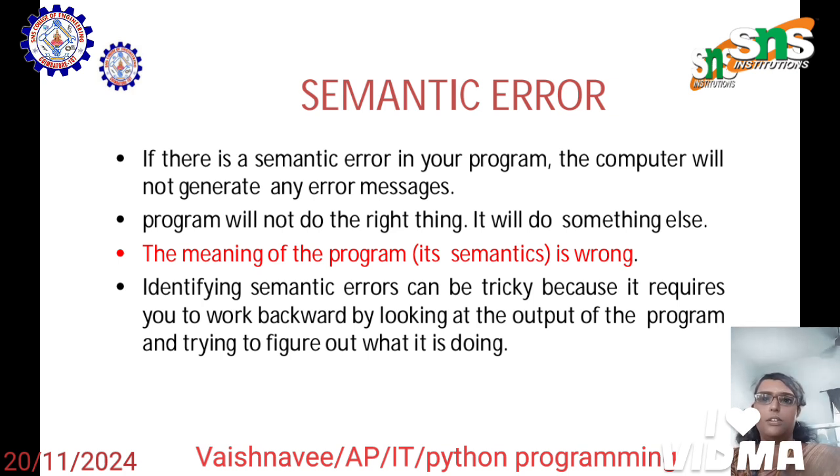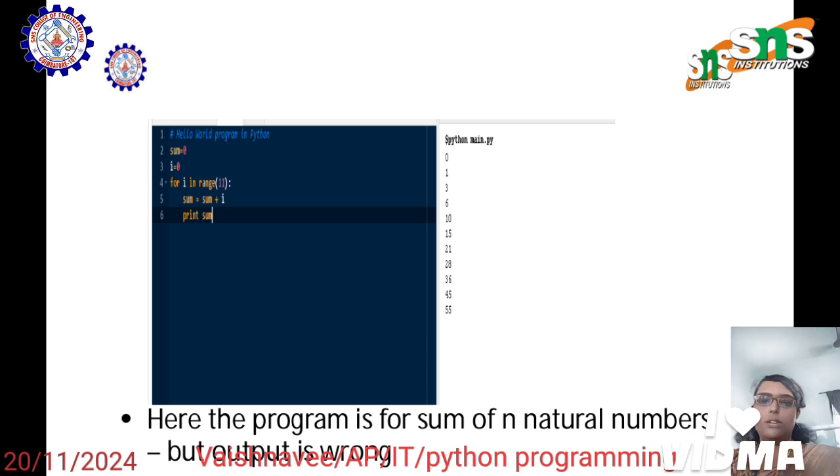For example, here we give sum is equal to 0 and i equal to 0. We initialize sum and i as 0, and for i in range of 11, sum is equal to sum plus i. So we print 0, and whenever it comes, it will print 0. Then sum equal to sum plus i, already 0 was there. So 1, already was 1 there. When it comes to 2, 1 plus 2, it will print 3.